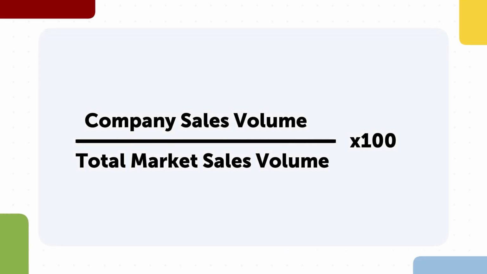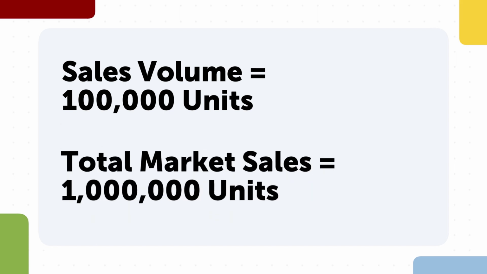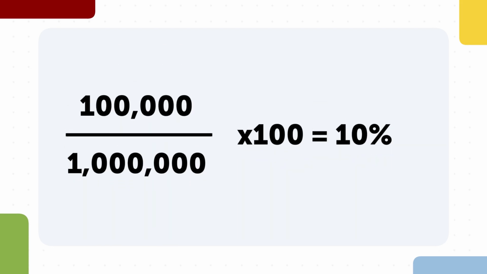The first method involves using sales volume. Here's how it works. You take your company's sales volume divided by the total sales volume of the entire market and then multiply by 100 to get a percentage. For instance, if your company has a sales volume of 100,000 units and the total market sales is 1,000,000 units, you could calculate it as follows. You could do 100,000 divided by 1,000,000 and then multiply this all by 100. This calculation would give your company a market share of 10%.